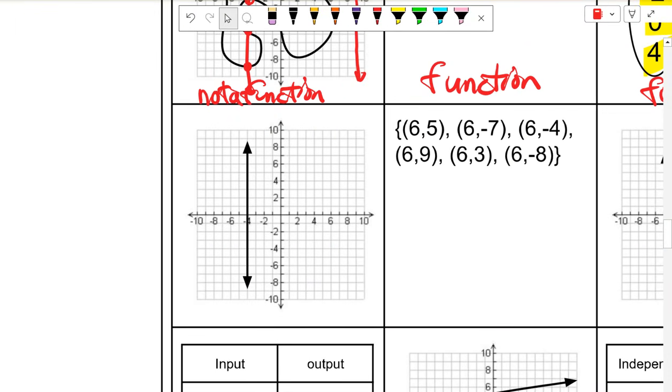This next one, another vertical line test. If you draw the line right here, it's not crossing the line at all. So the only place that's going to be with the line is right on top of it. Well, if it's right on top of it, that means that there are infinitely many points that it's crossing. So this one is not a function.